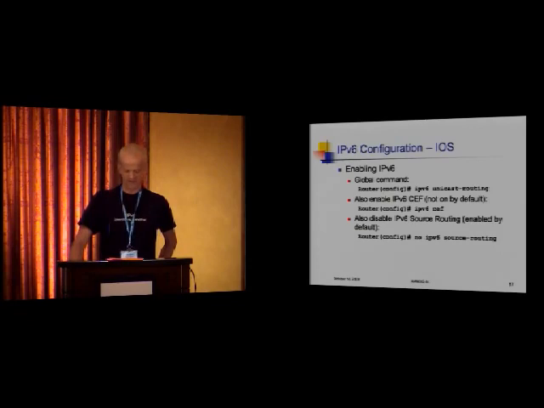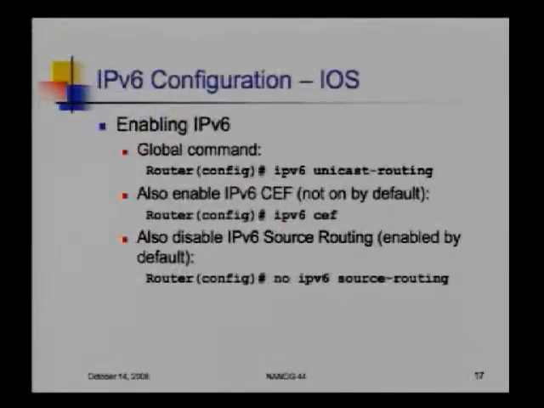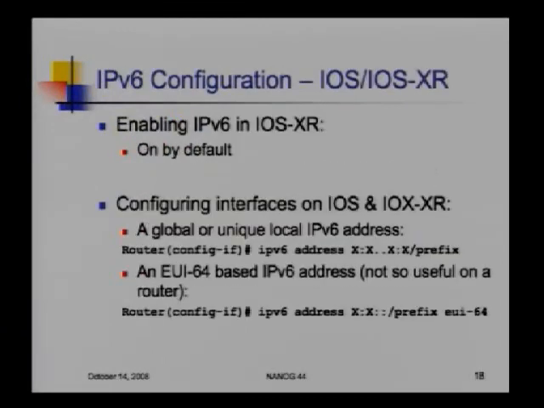For some reason, CEF is not enabled by default for v6, even though it's default for v4, so you need to go and switch that on. And then pretty much I see a BCP these days is to disable IPv6 source routing, which again is on by default. So you need to do no ipv6 source-route to switch that off. If we look at XR, which is available on the higher end boxes, well, v6 is actually on by default.